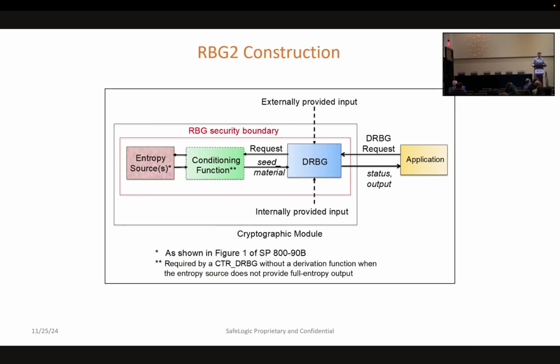RBG2 constructions, in this case, the DRBG is contained within the same security boundary and cryptographic module. Here you can reseed upon application request or based on your reseed policy. You must reseed after 2 to the 17 bits of output. So again, there may be some reworking needed in the implementations of your DRBGs to handle this.